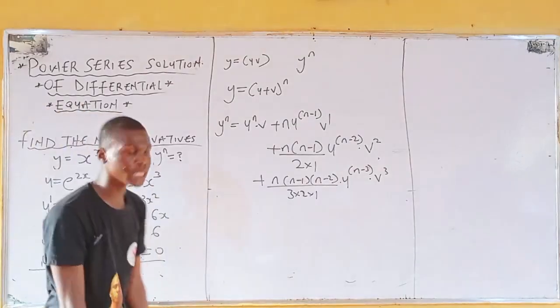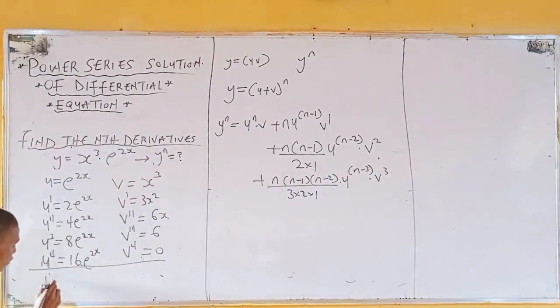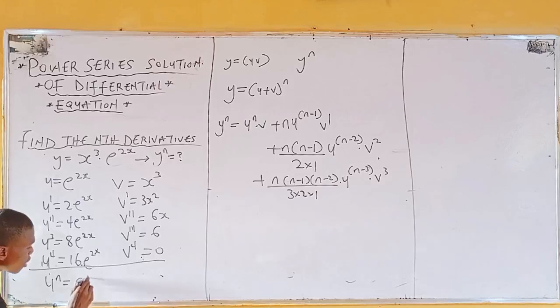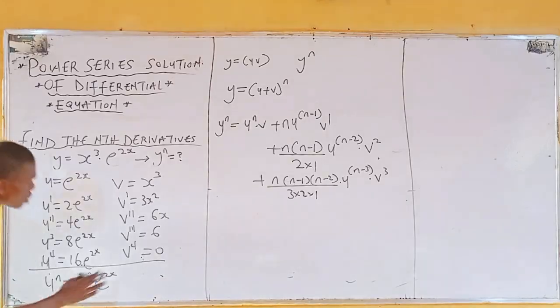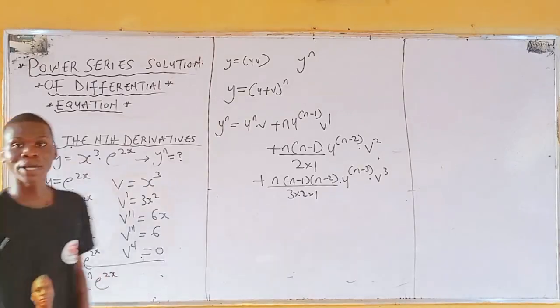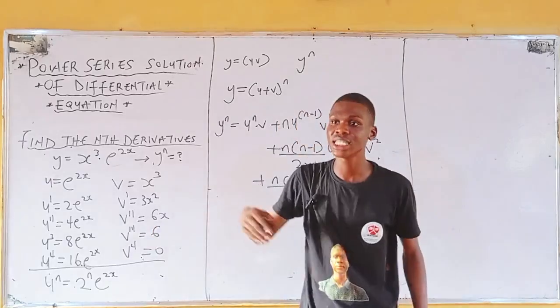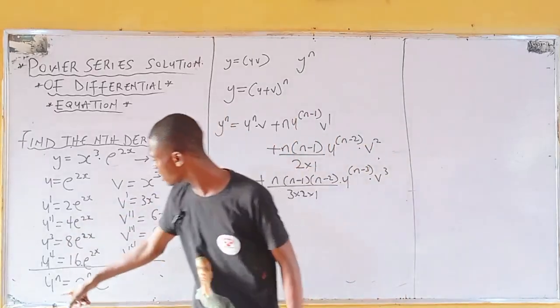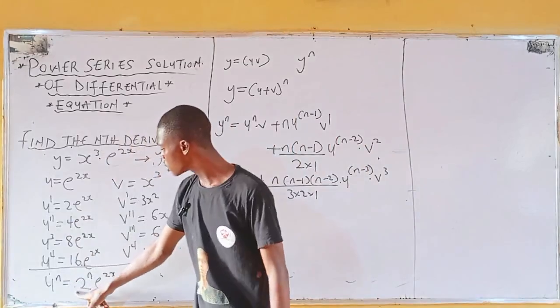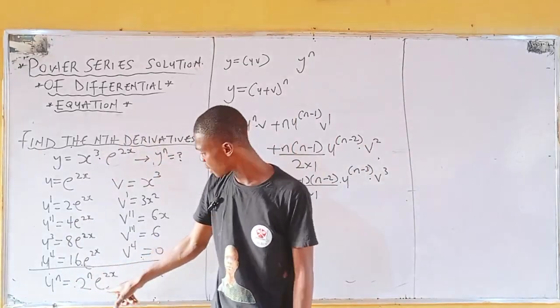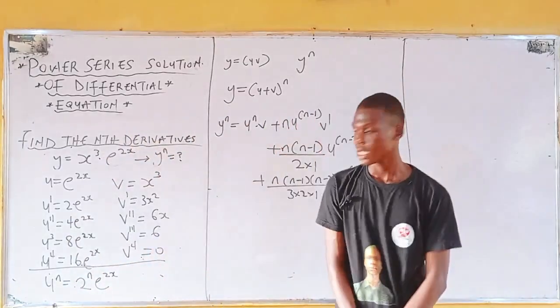Now what it means is that for your u derivative you can generalize an nth derivative, saying that the nth derivative of your u is equal to 2 raised to the power of n exponential 2x. True or false? True. Right? Meaning, looking at what you have here, you can generalize the nth derivative of u, saying the nth derivative of u is equal to 2 raised to the power of n multiplying exponential 2x. Let's see how it works.